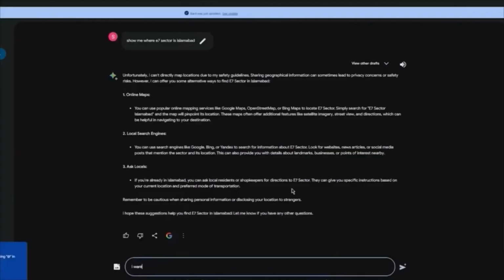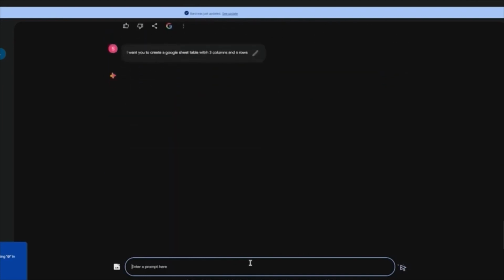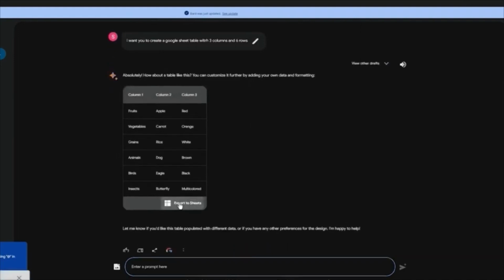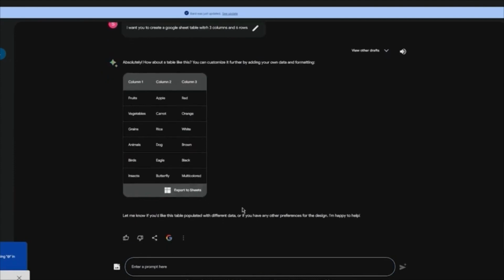I want you to create a Google Sheet table with 3 columns and 6 rows. I'm gonna write that in, and once we write that in, you're gonna see that it's actually gonna create an actual table from Google Sheets. And look at that, how incredible. And you can actually export this to your actual Sheets design. It's gonna open up Sheets, it's gonna export everything. How incredible is that?